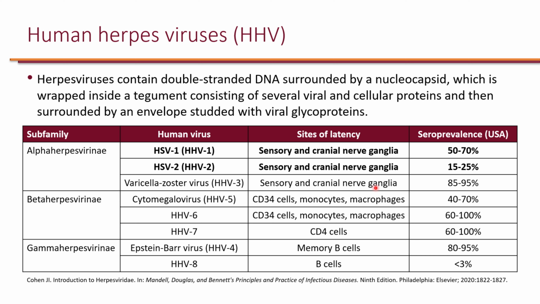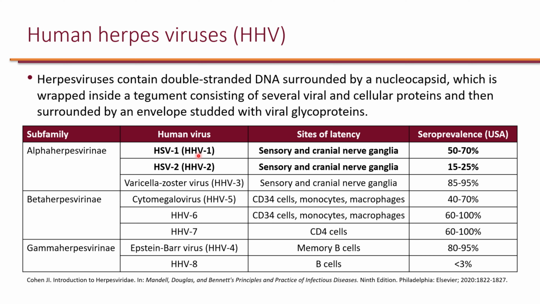Human herpes viruses are divided into three subfamilies: the alpha, beta, and gamma. Within the alpha family, we have herpes simplex virus 1 and 2. Essentially, there are 8 of these human herpes viruses that infect humans. These are dubbed HHV 1, 2, 3, 4, 5, 6, 7, and 8.